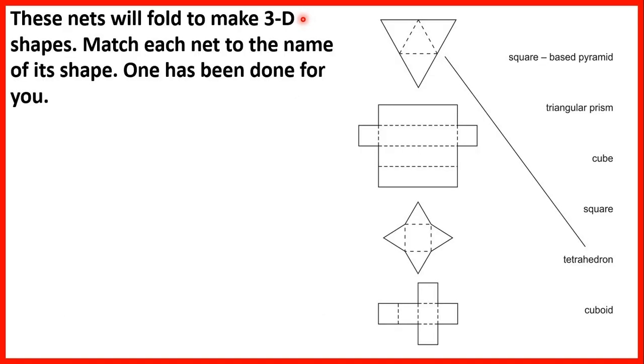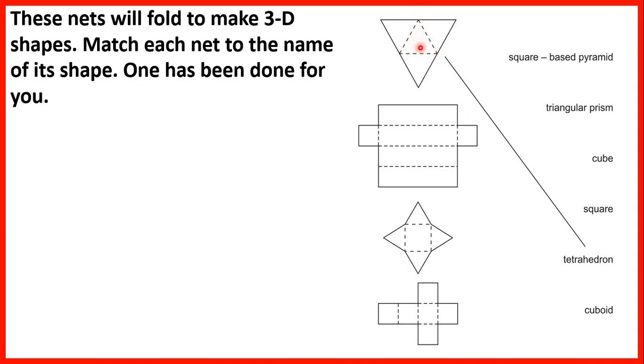These nets will fold to make 3D shapes. Match each net to the name of its shape. One has been done for you. So here we have a tetrahedron, because a tetrahedron is what we call a triangle-based pyramid.